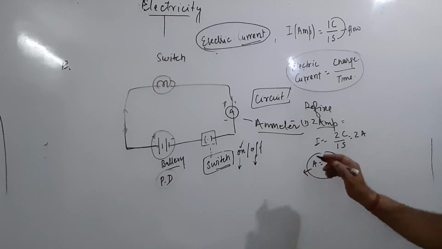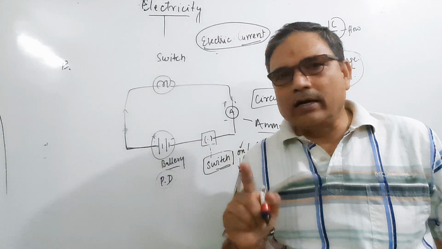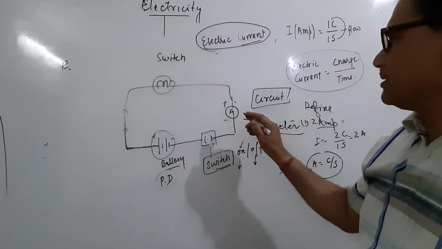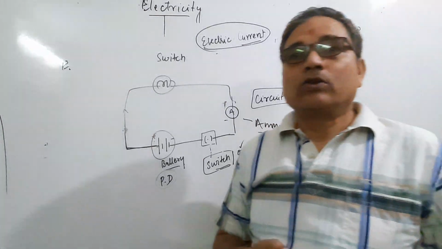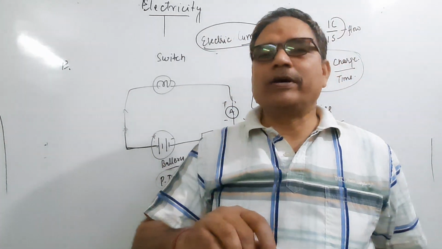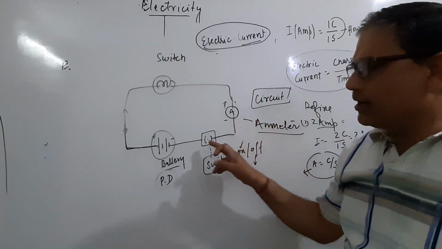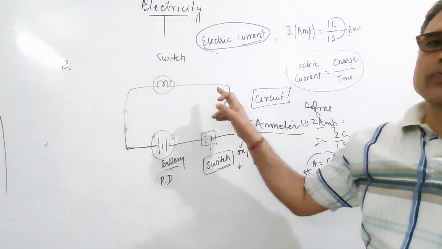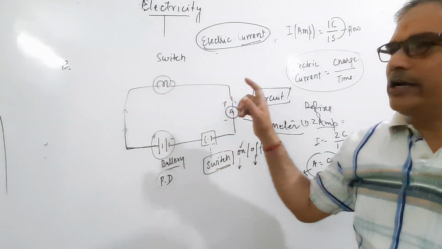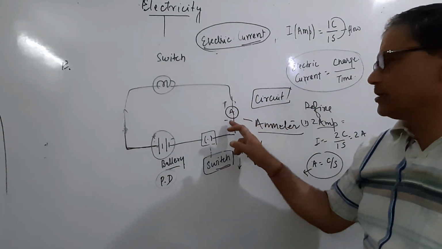This ampere is the unit of electric current, and current is measured with an instrument known as an ammeter. So what is an ammeter? An ammeter is an instrument used to measure electric current. It is always connected in series. It also has 2 terminals, one positive and the other negative.